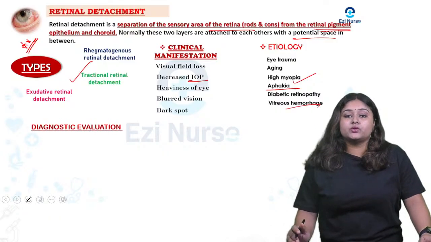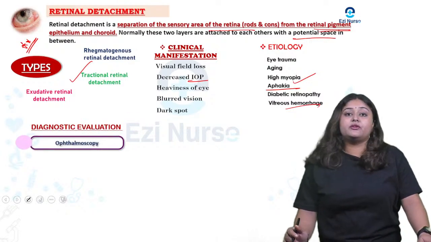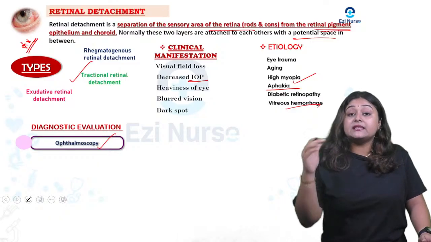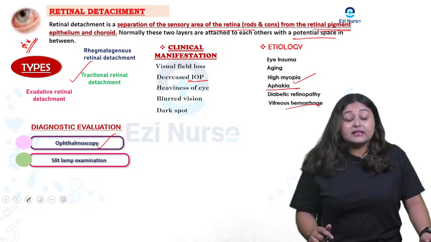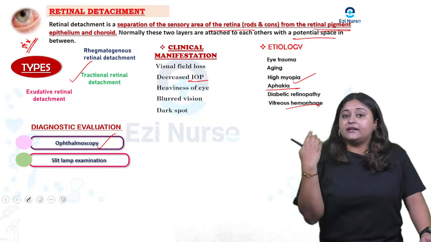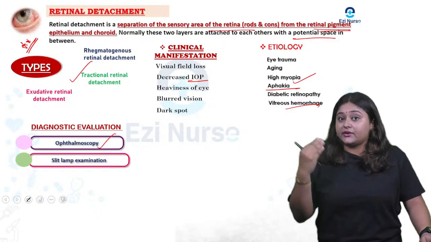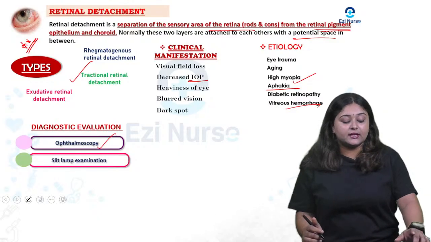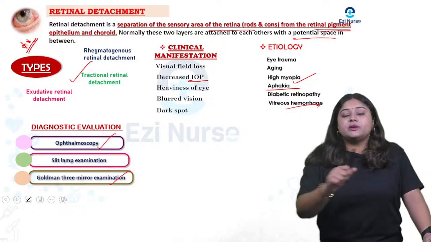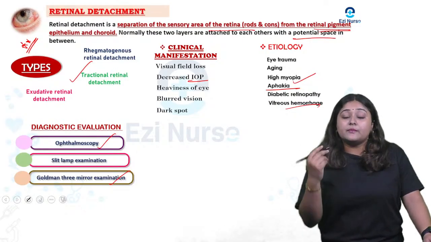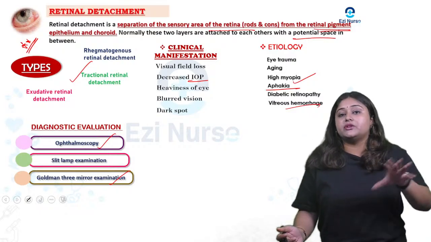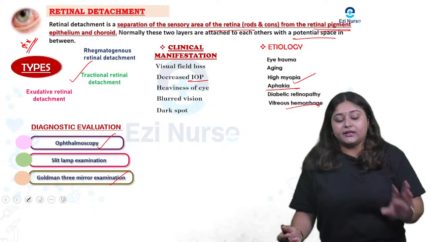Now come to the diagnostic evaluation. So what is the diagnostic evaluation? First is ophthalmoscopy. With proper light and a torch, we look inside the eye. Next is the slit lamp examination. It is a lamp light which helps the doctors to examine inside the eye, especially the retina. Now come to the Goldmann three-mirror examination. Three mirrors are present, and an image is created through the slit lamp or another technical method, so it becomes visible on the mirror, and based on that they take decisions.